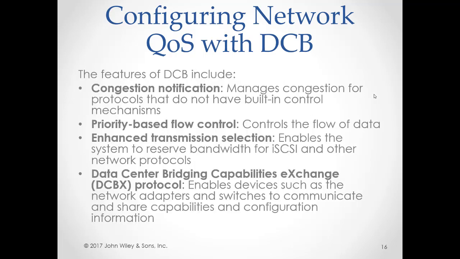Some of those features are congestion notification, priority-based flow control. That's what controls your flow of data. That's how it prioritizes what data needs to take precedence. Enhanced transmission selection and DCBX, data center bridging capabilities exchange.